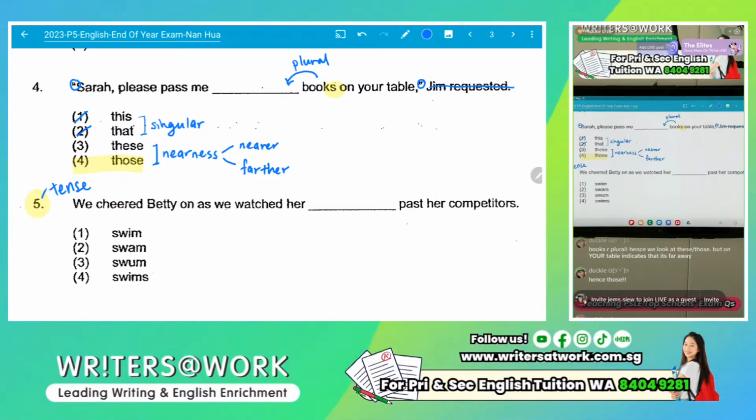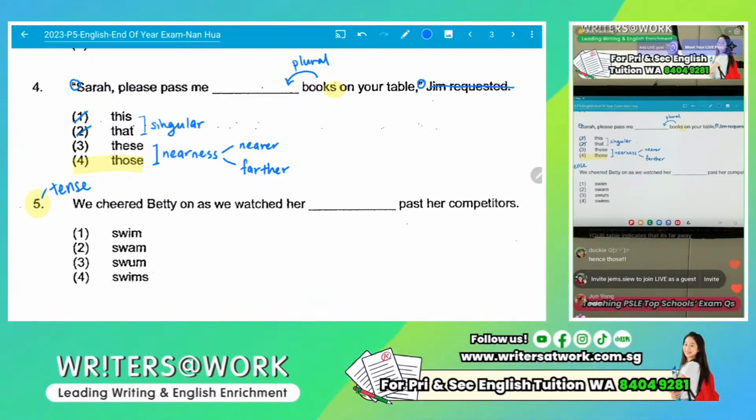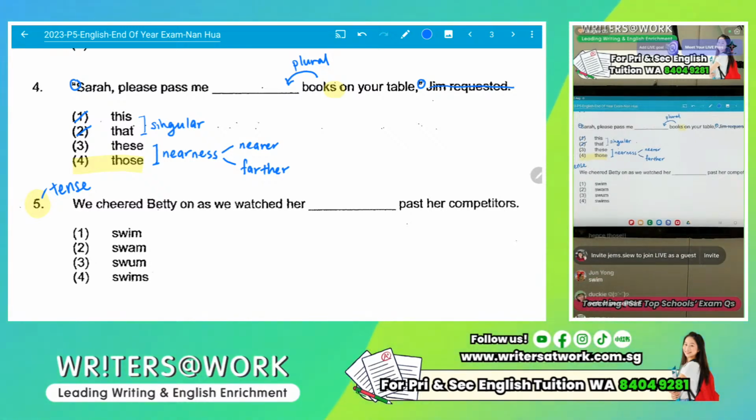This is actually one of the trickier questions for this paper because some students are unaware of a secret rule behind this. Okay? We cheered Betty on as we watched her blank past her competitions, right? Especially with the recent Olympic Games having concluded, we've watched our national athletes competing in many events, including swimming. Okay? So we cheered Betty on as we watched her blank past the competitions.